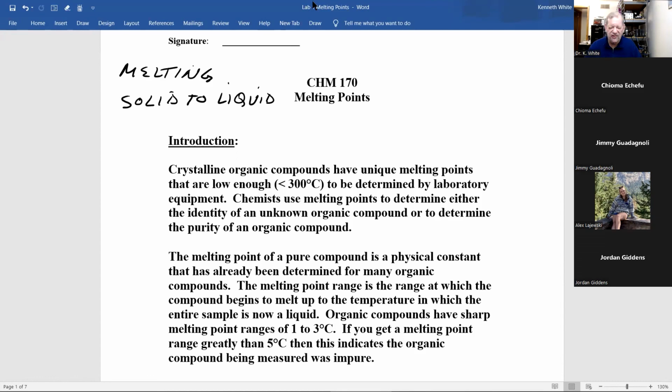And melting point is that. But before I do that, let me just tell you something important. Watch what I'm doing, take good notes, or you can go back to the video, because my introduction will help you do the lab. Take good notes, so I'll help you do the lab.